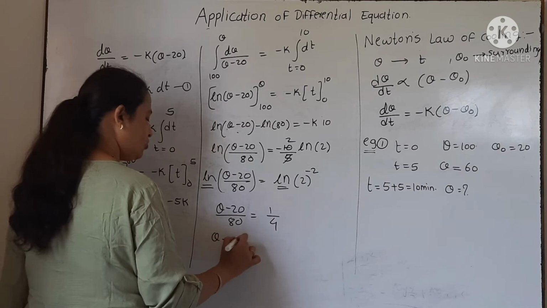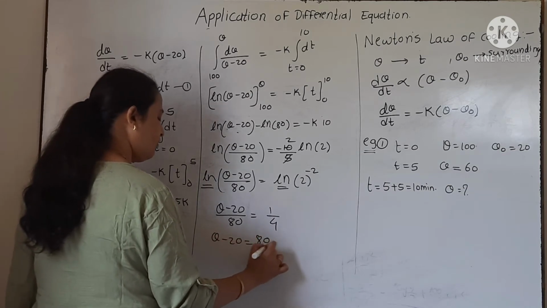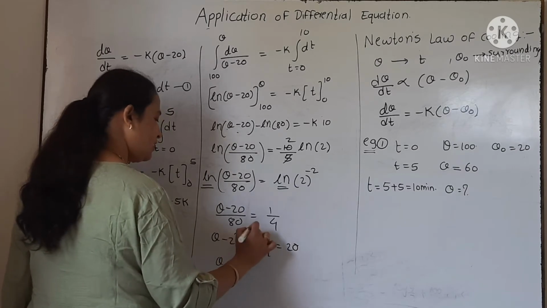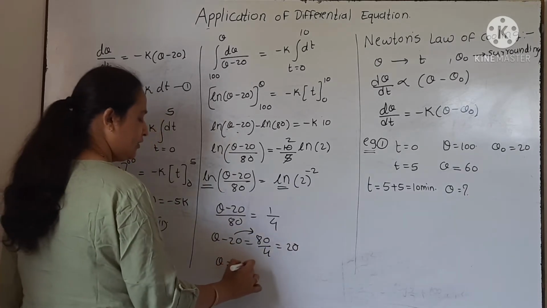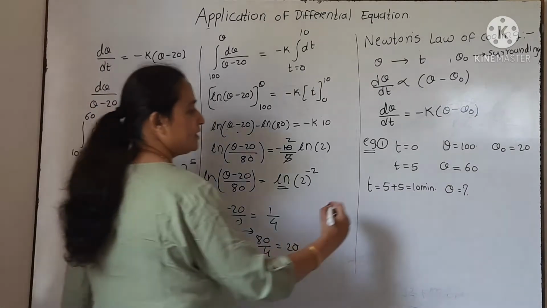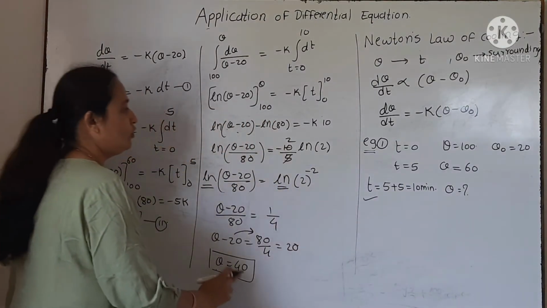So theta minus 20 is equal to 80 by 4. 80 by 4 is 20. So theta minus 20 equals 20. Transfer it to the other side. 20 plus 20 is 40. So what you have is, when t is equal to 10, theta is equal to 40.